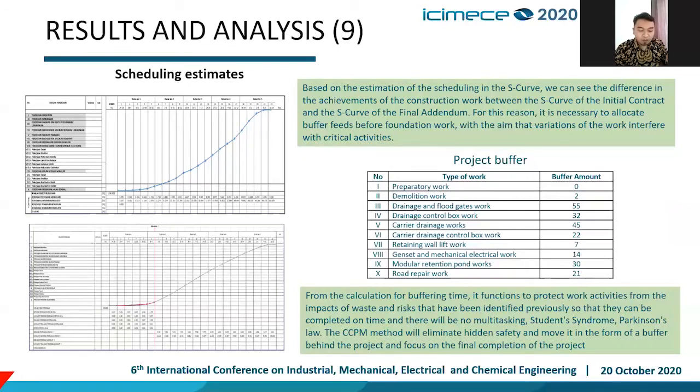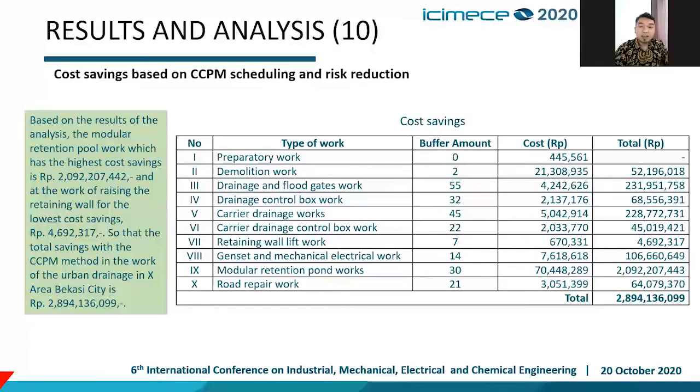And from the calculation of work buffering time, it functions to protect work activities from the impact of waste and risks that have been identified previously, so that they can be completed on time, and there will be no multitasking. The CCPM method will eliminate hidden safety and move it into the form of a buffer behind the project and focus on the final completion of the project. And this is for the cost saving based on the CCPM scheduling and risk reduction.